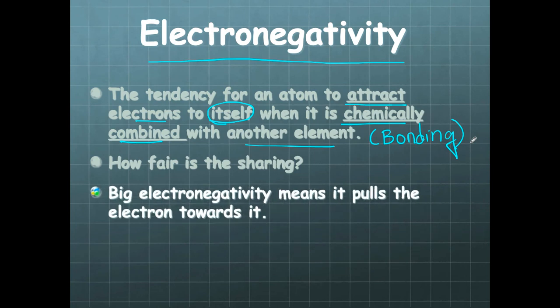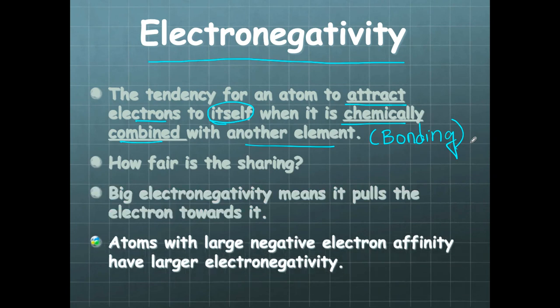So a big electronegativity would mean that atom can pull the electrons towards itself. Atoms with large negative electron affinity would have a larger electronegativity. So electron affinity is the liking of an electron, how likely an atom can take in an electron to become a negatively charged ion. So a higher negative electron affinity value would mean that atom has a large electronegativity also.